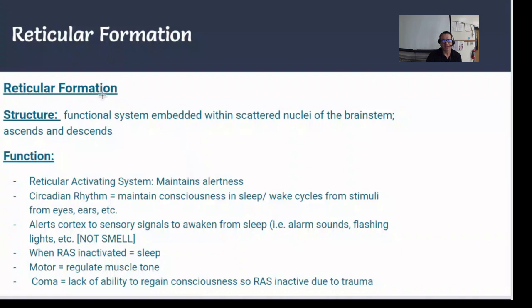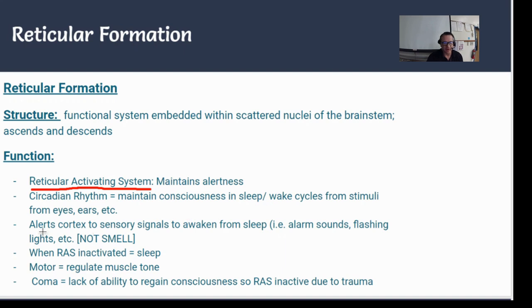And now we've got the reticular formations. These are nuclei that go throughout the brainstem, so throughout the medulla, the pons, and the midbrain. You're going to need to know what it does. It's called the reticular activating system, and it helps maintain alertness.